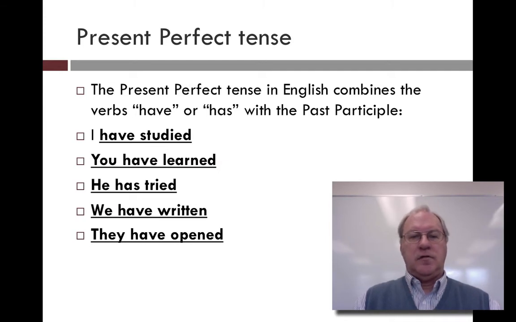The present perfect tense in English combines the verbs have or has with the past participle, as in, I have studied. So the tense is composed of two words, have studied. You have learned. The present perfect there is have learned. He has tried. We have written. They have opened. Present perfect, two verb forms together, have or has in English with the past participle.